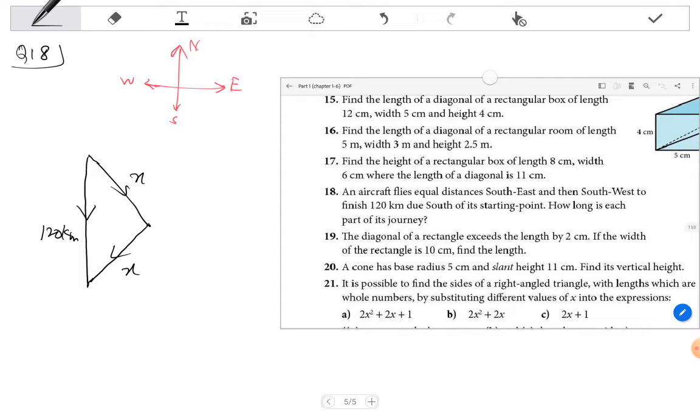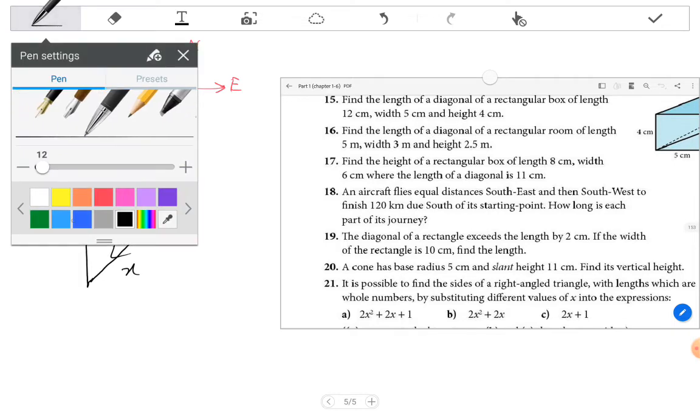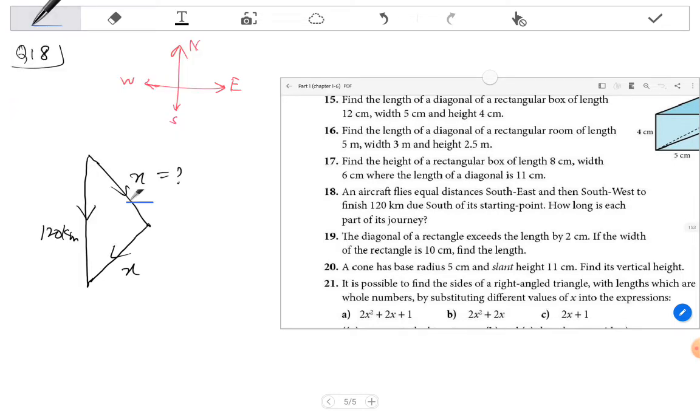Find how long is each part of this journey, means this distance or this distance is required, means x is required. So this is simply an isosceles triangle now. You have studied isosceles triangles as those triangles which have equal side lengths, so the facing angles are also equal. It is necessary. Yes, it is an isosceles triangle. These angles are also equal, but we are not working on angles.